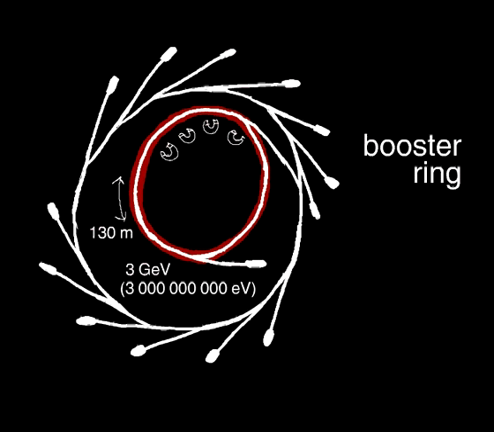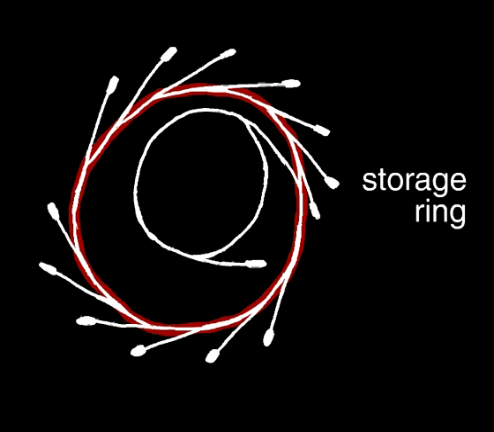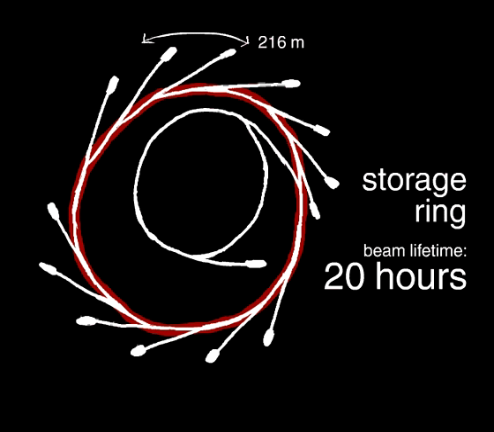Now that the electrons have reached top speed, they move into the storage ring with a circumference of 216 metres. As the name would suggest, this is where the electrons are stored, still at their top speed, so the synchrotron light can be extracted when it needs to be. The electron beam can typically stay running at that speed for about 20 hours. The storage ring can also make minor focusing and wavelength adjustments to the beam, before creating light out of what is known as synchrotron radiation.